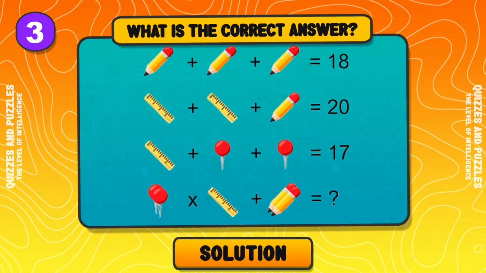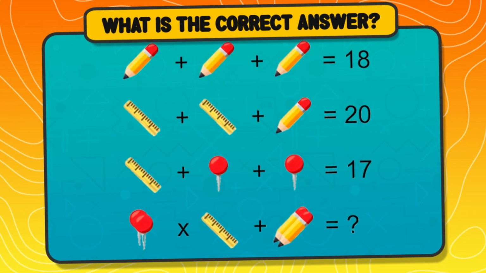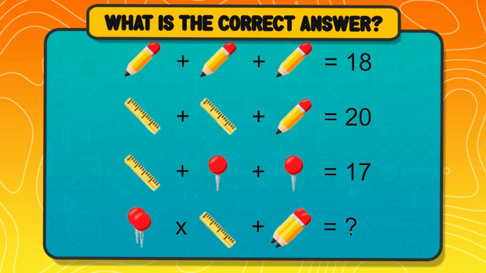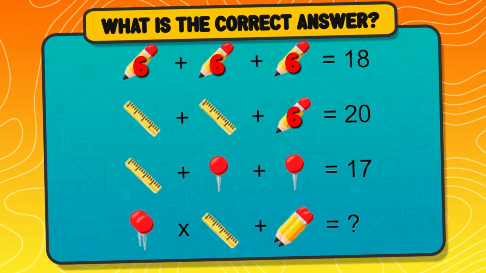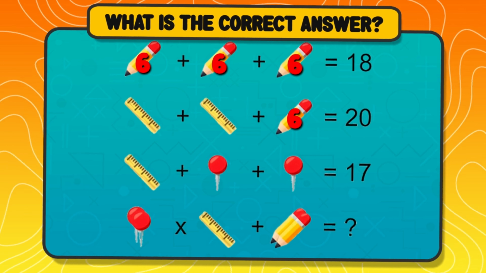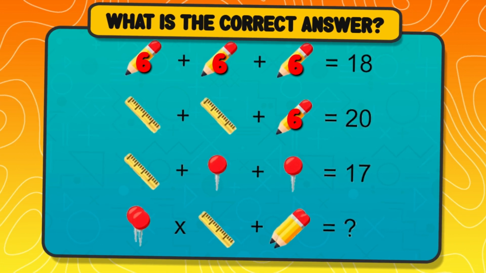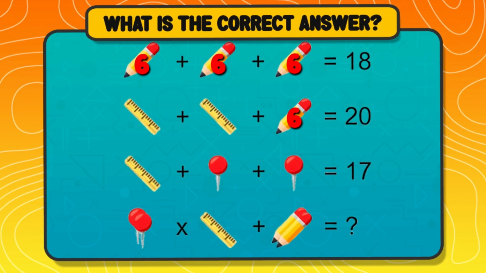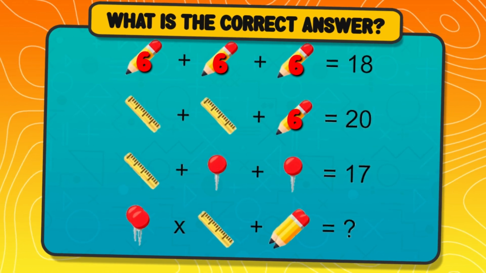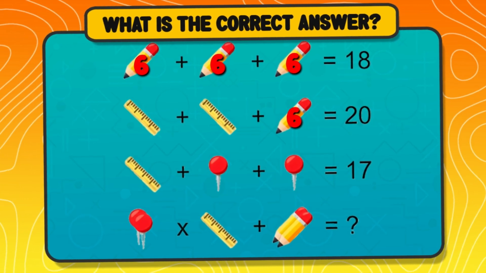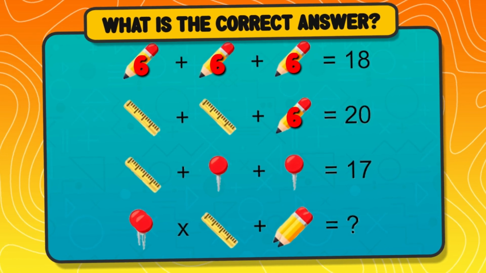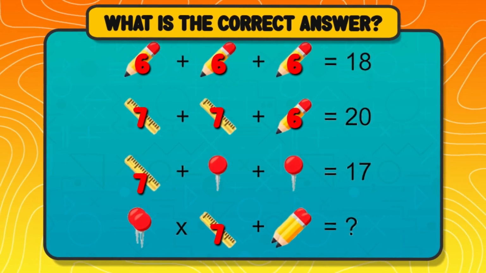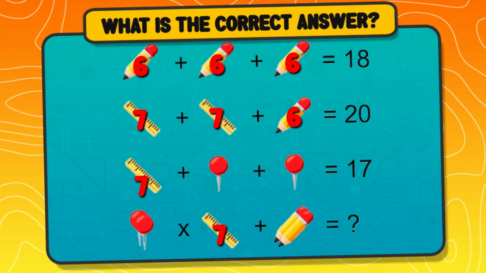Solution. In the first row, the answer is 18. To find out the cost of one pencil, we divide 18 by 3 and get 6. So the pencil represents the number 6. In the second row, we have the answer 20, and we need to figure out the number hidden under the ruler. To do this, we subtract the cost of the pencil from 20: 20 minus 6 equals 14. Then, we divide by 2. 14 divided by 2 equals 7. So, the number under the ruler is 7.